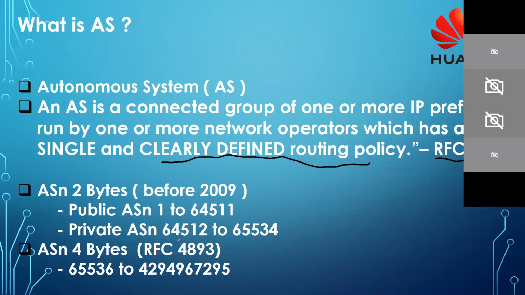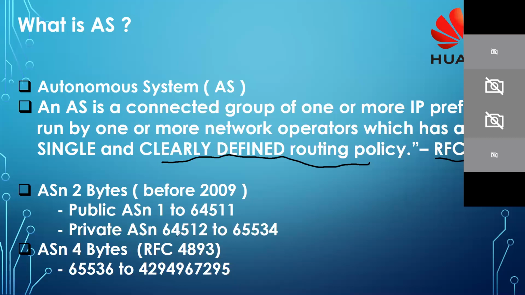After 2009, there is a new RFC for the AS number, RFC 4893. In this RFC, the AS numbers are now 4 bytes. So the range is from 65,536 to 4 billion, etc. So we have a large number of AS numbers.